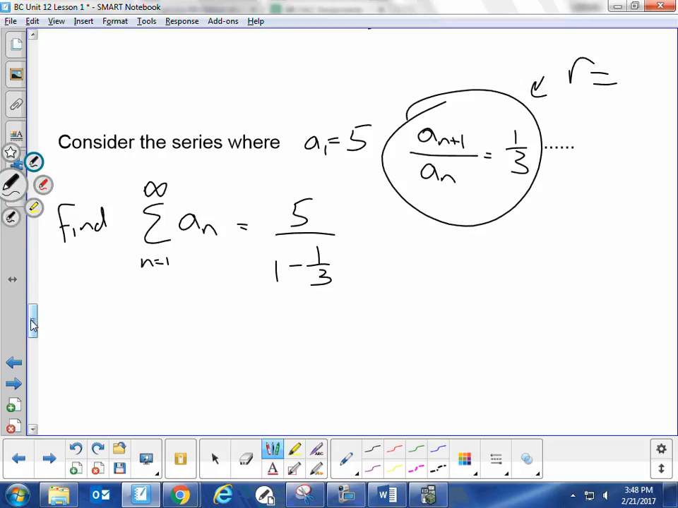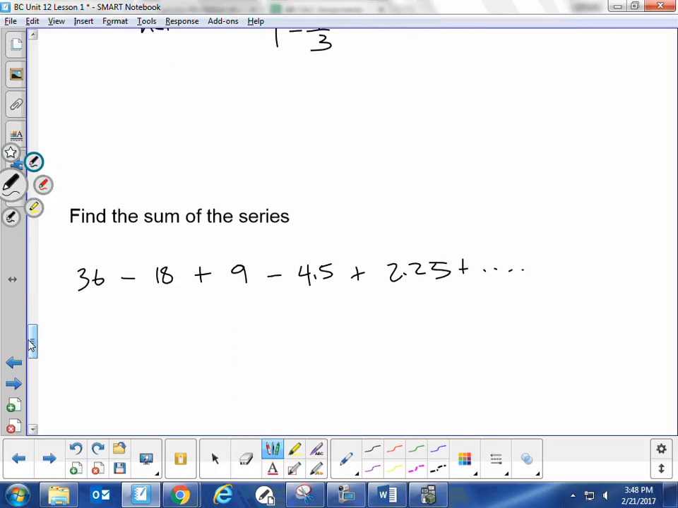Another type of question. You could be given a series like this, and you'd be asked to find the sum of the series. In this situation, you'd have to find that r. What would be r in this situation? Yeah, it'd be 1/2. It'd actually be negative 1/2. You can multiply each of these terms by negative 1/2, and you'd get the next term. So boom, we have found r.